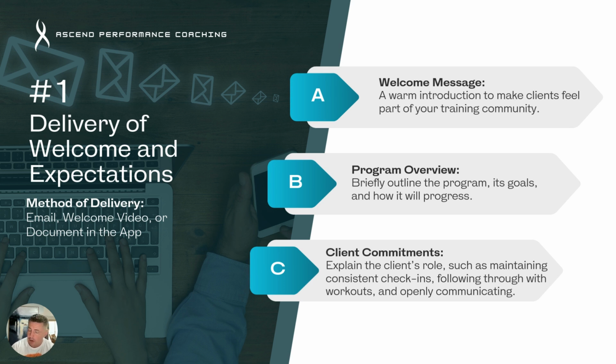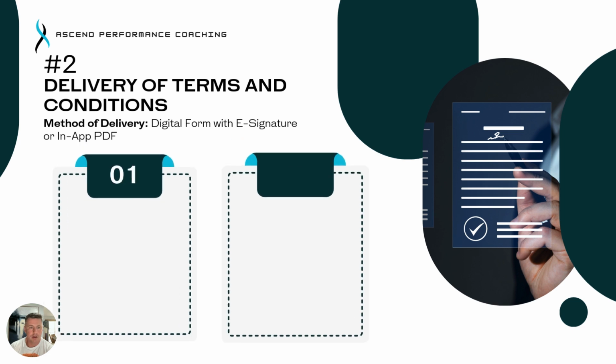Now, the program overview, if you're doing a group program, a video is excellent for this one as well. If you've got, like, say, a cohort that starts at a certain point, that's a fantastic way to do it. And client commitments, probably best done via text, either in an email or a document, because it allows the client to really get clarity on that.